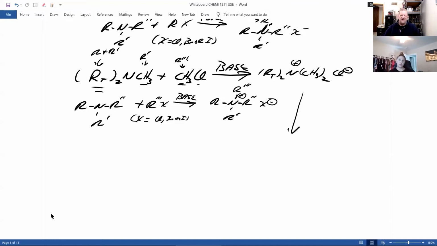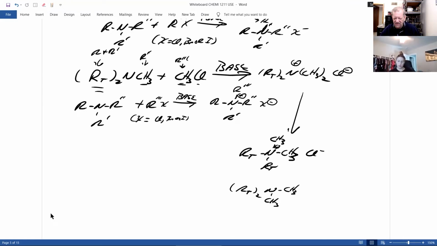And let's go down here because I'm running out of space. Another way of writing it, which would be perfectly correct, would be this way. And I guess another way you could have written it, which would also be correct, would be this way. And that's ditallow dimethyl ammonium chloride.